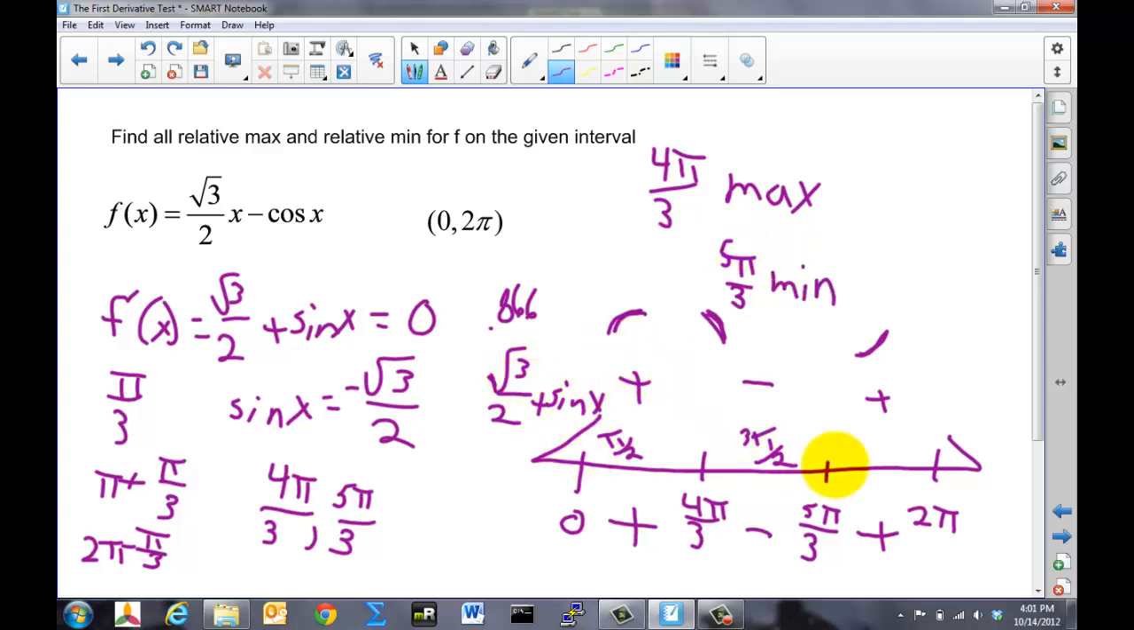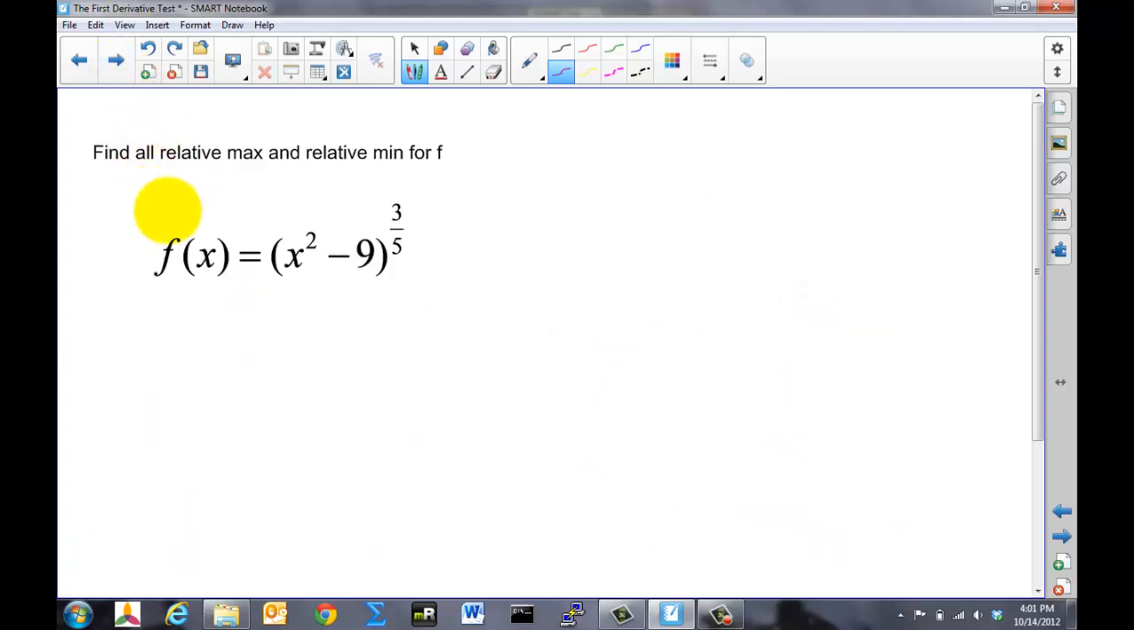And this is just a good way of knowing where the max and min occur. Now we don't know exactly where, we don't know exactly what the function value is, but we know whatever that function value is, it's the largest in the area. Let's take another example. Find all relative max and relative min for this function.